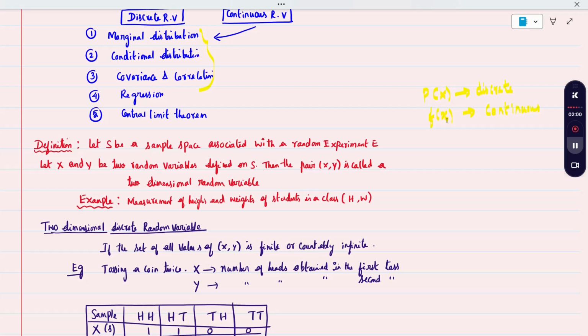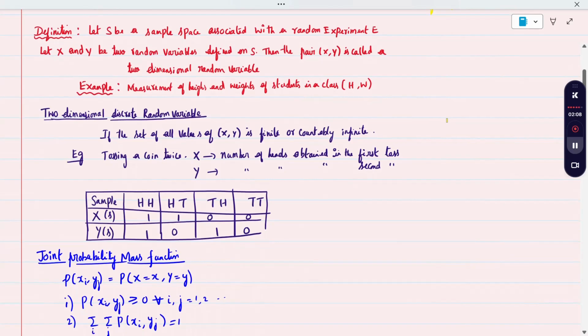For example, when we toss a coin twice, what are all the outputs we will be getting? Already I have written the sample space. So this is the output we will be getting. When tossed twice, head and tail, head and tail. So how do we use X and Y for a discrete? X is the number of heads obtained in the first toss. Y is the number of heads obtained in the second toss. It can be any option.